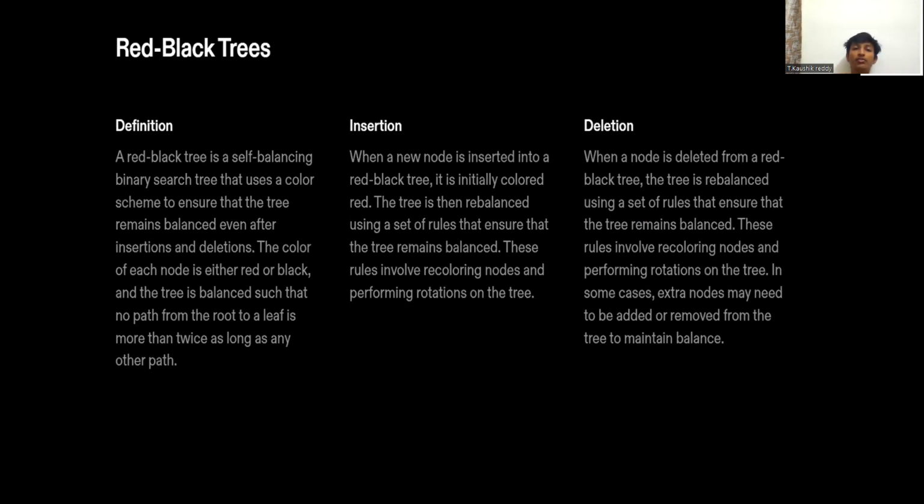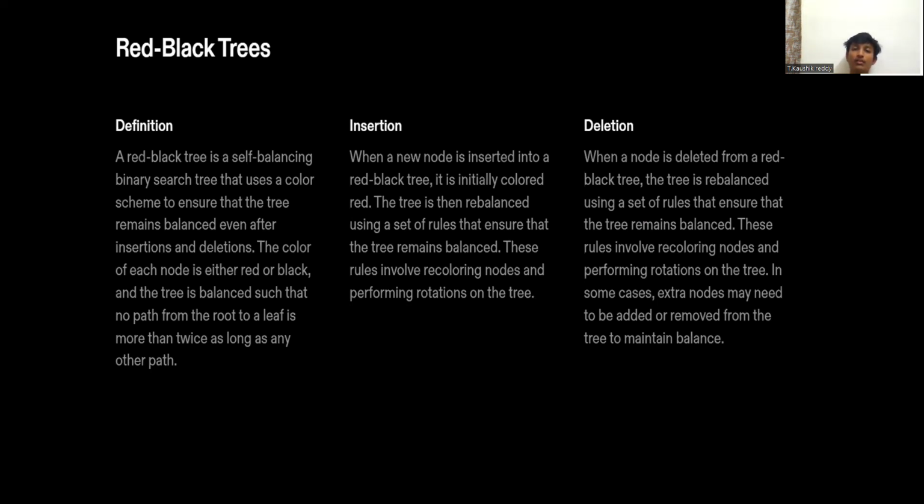Next, red black trees definition. A red black tree is a self-balancing binary search tree that uses a color scheme to ensure that the tree remains balanced even after insertion and deletion. The color of each node is either red or black, and the tree is balanced such that no path from the root to a leaf is more than twice as long as any other path.